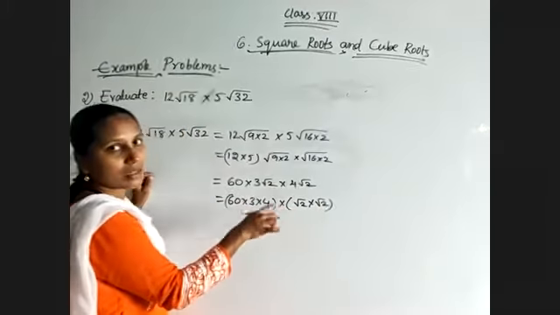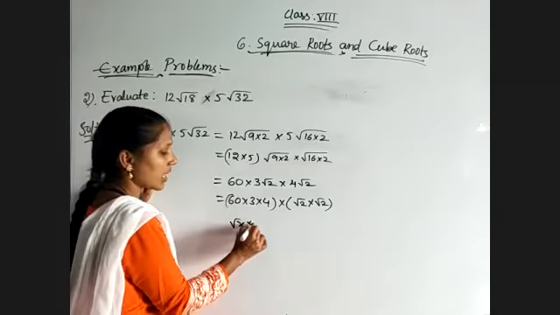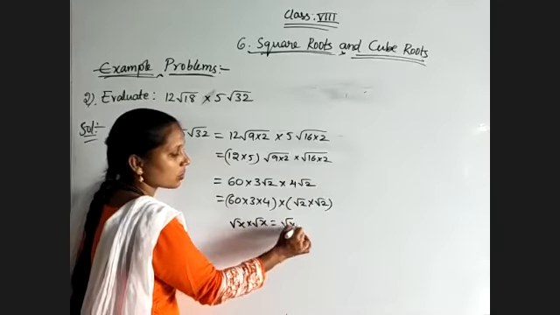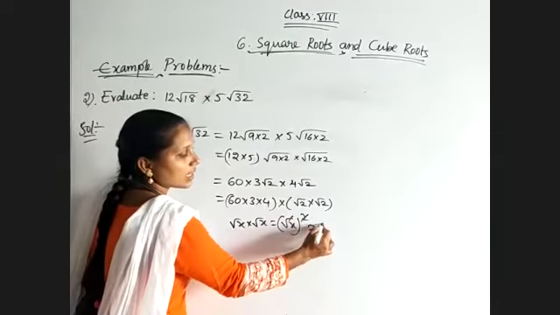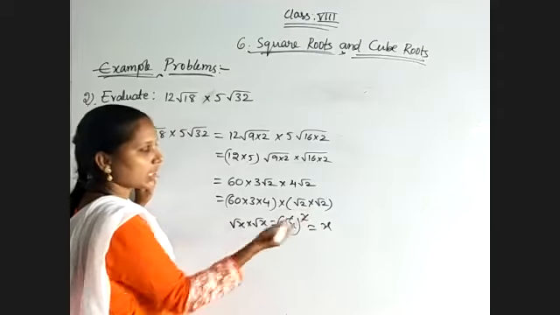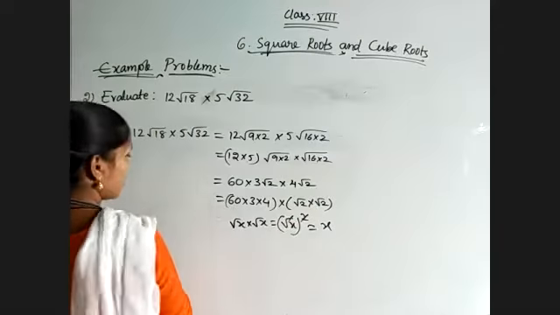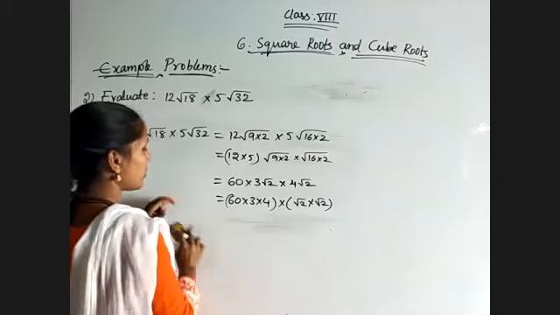See, any number, if you are taking root x into root x, it is always x only. Why? Because root x whole square, the square and root will get cancelled, x will remain. Means root 2 into root 2 is nothing but 2 only. So that's what we will write.